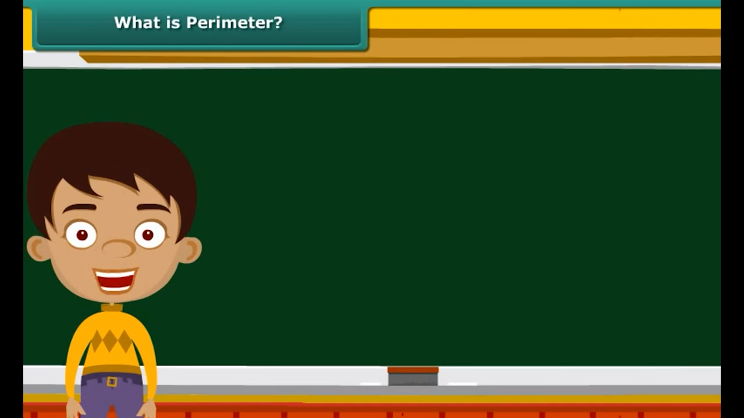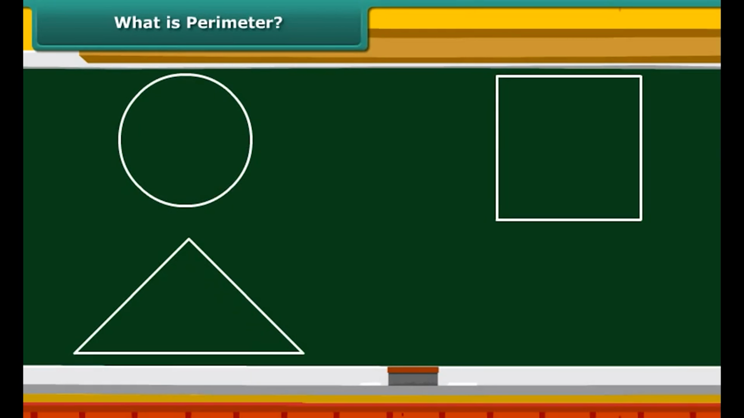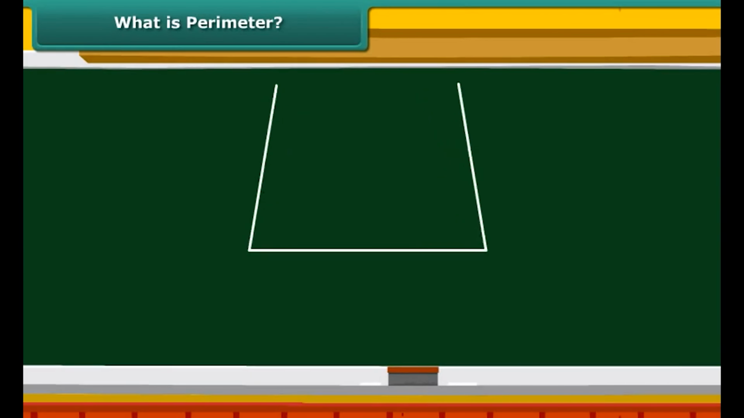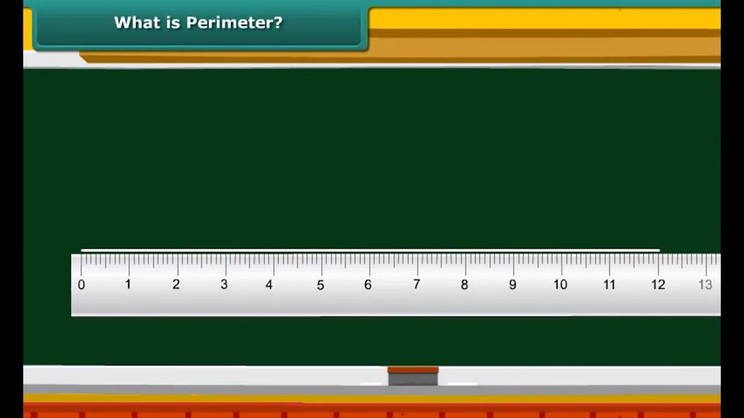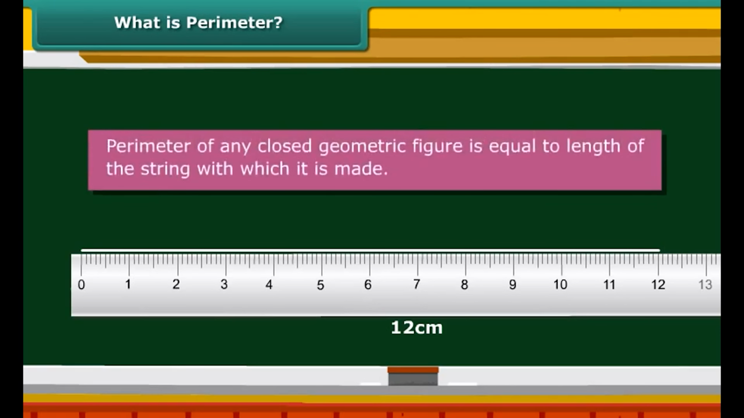Take a closed geometric shape such as a circle, square, triangle or rectangle made of string. Untie the string and measure its length. The length of the string is the perimeter of the chosen geometric shape. We can generalize by saying that the perimeter of any closed geometric figure is equal to the length of the string with which it is made.